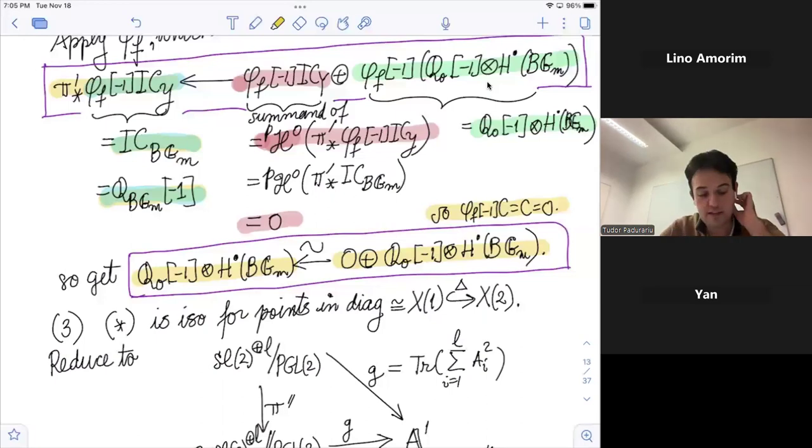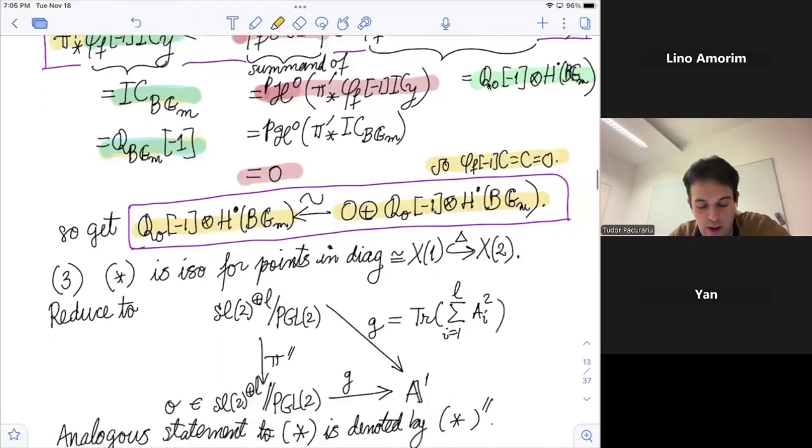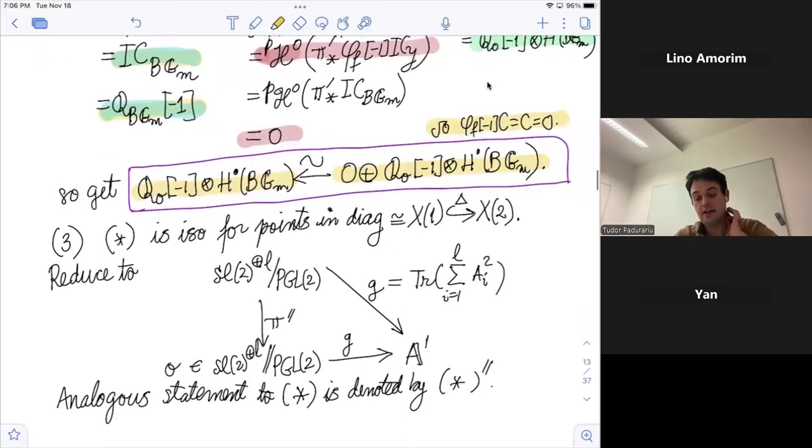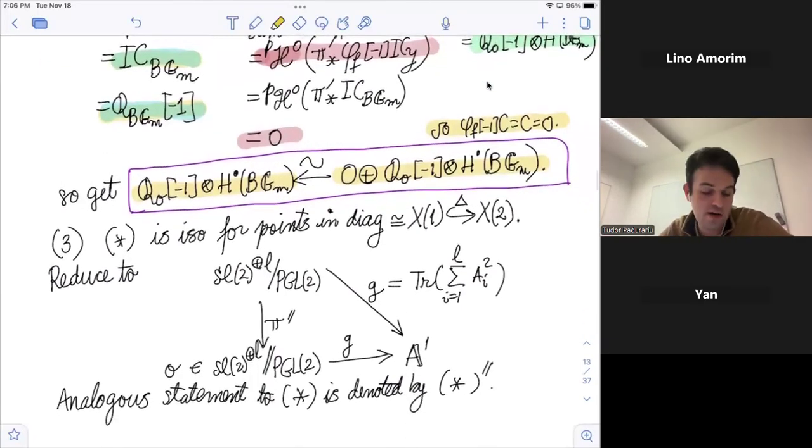But as I said, the second case can also be treated using a variation of JT. But the third case cannot, and this proof works perfectly well in the third case. So now we need to show it's an isomorphism for points in the diagonal. Now we cannot simplify that much. I mean, the X quiver will be the same quiver in this case. We cannot do the trick we did before.